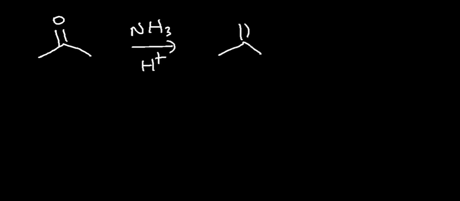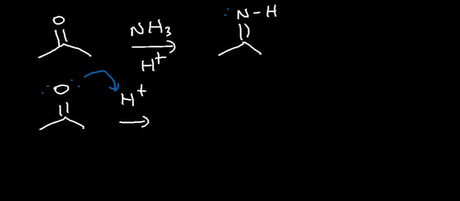Okay, so now let's go over the mechanism. So how can you propose a mechanism for the formation of an imine? Take a minute and see if you can figure this out. So the imine forms under mild acidic conditions. The first step is protonation. Once you have an activated ketone, then the nitrogen can be used to act as a nucleophile.